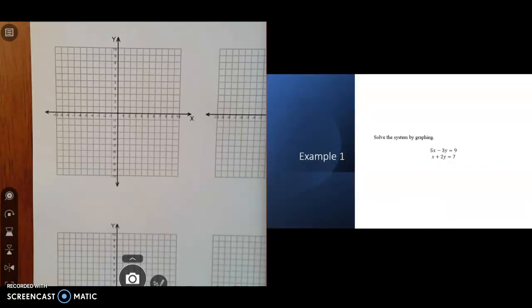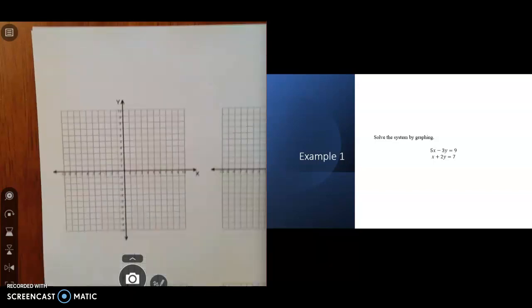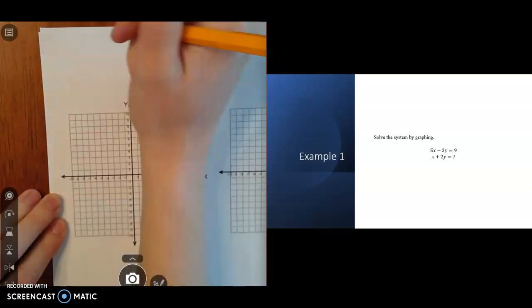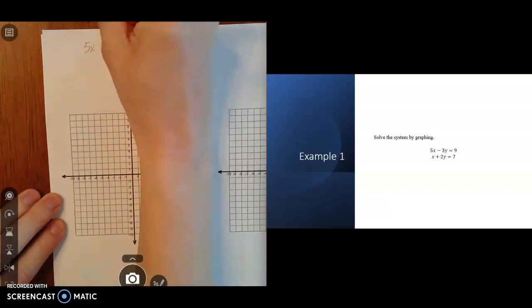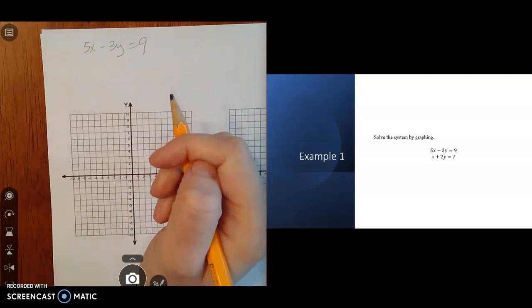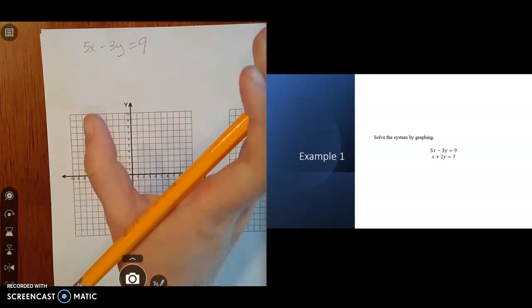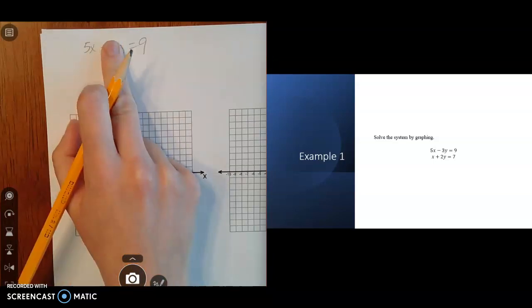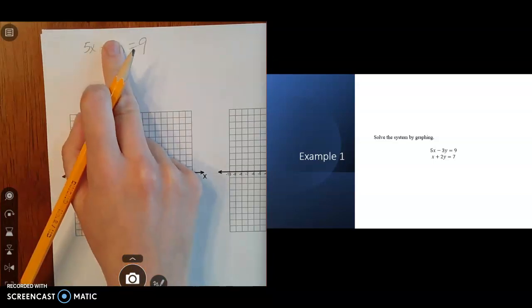Solve the system by graphing. What we're going to do is we're going to graph both lines and we're just going to see where they intersect. So the first line that I have here is 5x minus 3y equals 9. Okay, so I notice it's in standard form, so my gut reaction when I see standard form is, does it have nice intercepts? So let's see, if I cover up the y's, my x-intercept would be 9/5, which is not very pretty to graph.